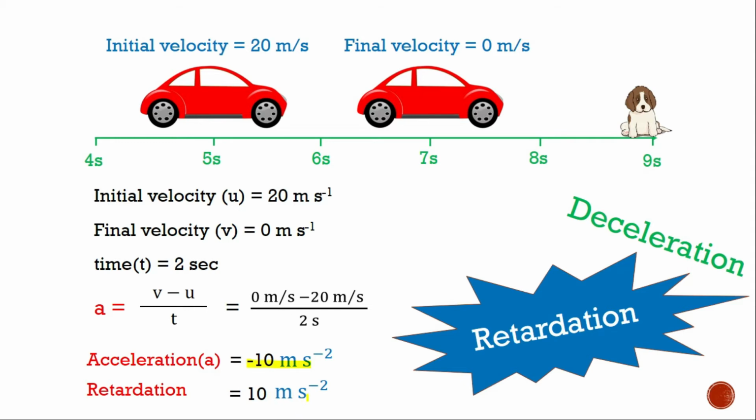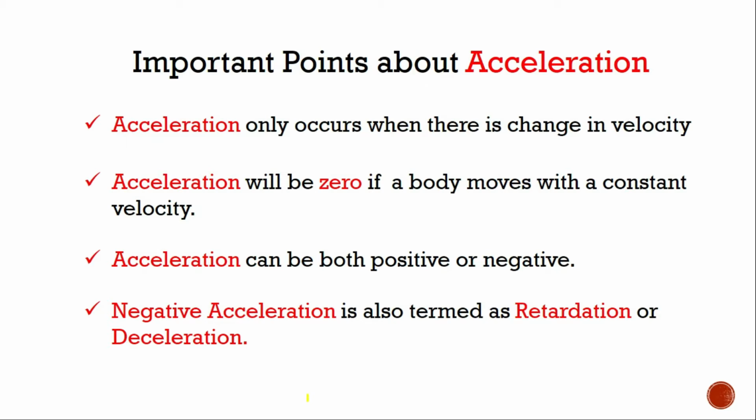Remember certain important points about acceleration. Acceleration only occurs when there is a change in velocity, which means that there will be no acceleration if the body moves with a constant velocity or if the body does not change its velocity with time. Acceleration can be both positive or negative, and the negative acceleration is also termed as retardation or deceleration. So this was all about acceleration for your grade.